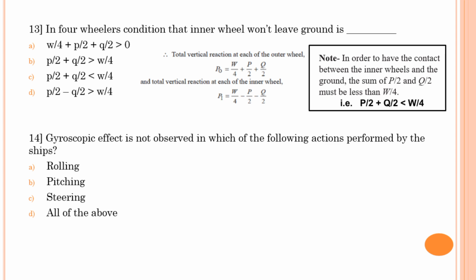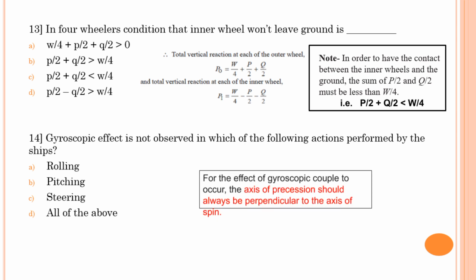14th question: the gyroscopic effect is not observed in which of the following actions performed by a ship? We know that for the gyroscopic couple effect, the axis of spin and axis of precession should be perpendicular to each other. In case of rolling, the axis of spin and axis of precession are parallel to each other. In pitching up and down, the axis of precession will be perpendicular to the axis of spin. For steering also, the axis of precession is perpendicular to the axis of spin. Only option A is wrong, that is, axis of spin and axis of precession are parallel to each other. Therefore there is no gyroscopic couple effect observed. Therefore A option will be correct.